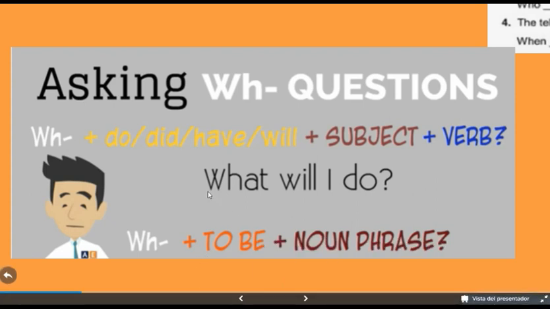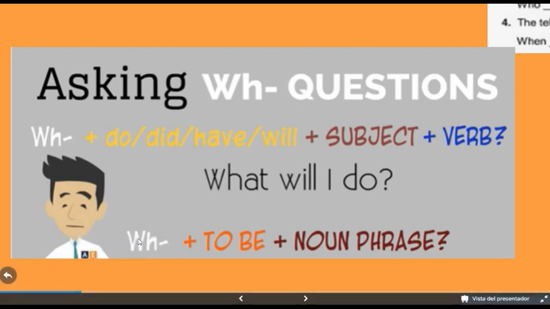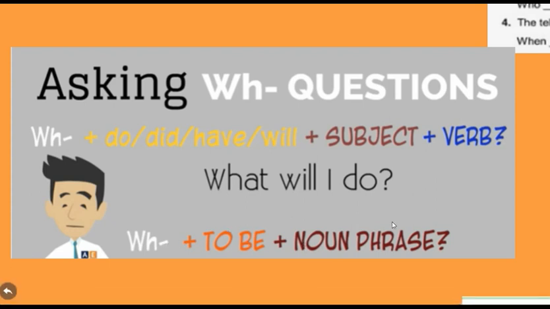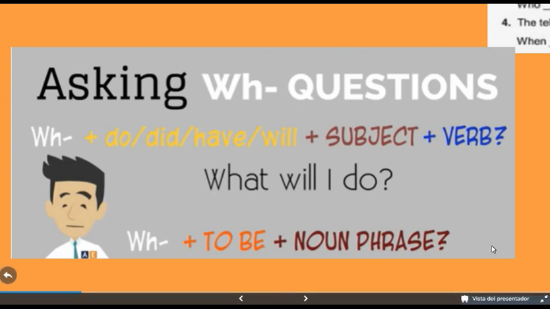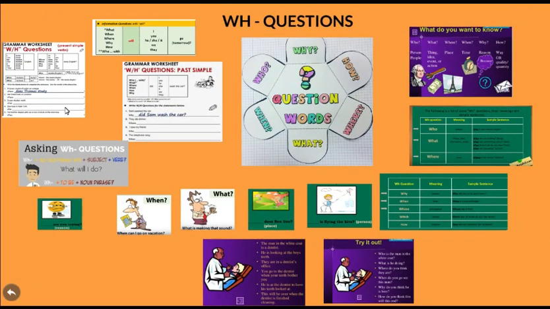In this one, guys, you have to keep in mind this, especially when we make questions about WH with do, did, have, will, we need the subject. But when we make questions with WH plus to be, like am, is, are, or was, were, we need a noun phrase in this one. Let's check some examples, guys, about this. Now let's look at some examples, guys.